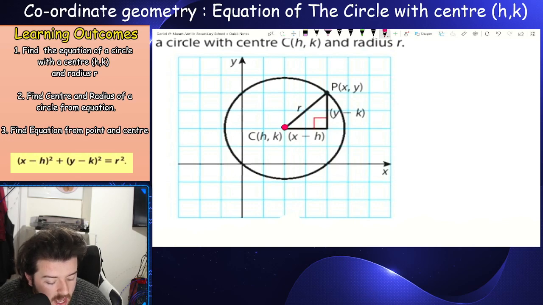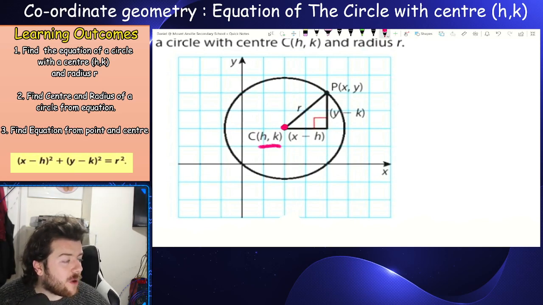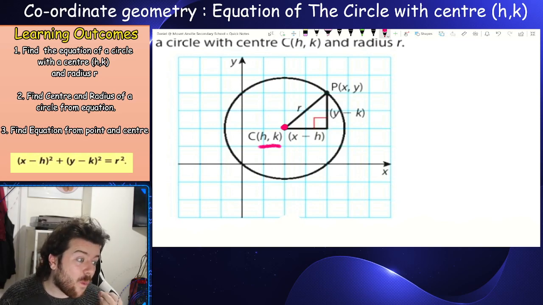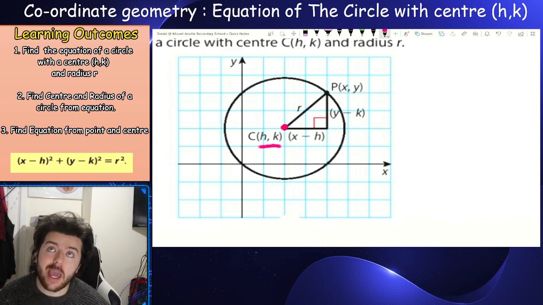I am labeling my center point C as H and K. So my center point is HK. The center of my circle lies on the point HK, H being the X coordinate and K being the Y coordinate. So you may be wondering, why is it H and K and not something else?